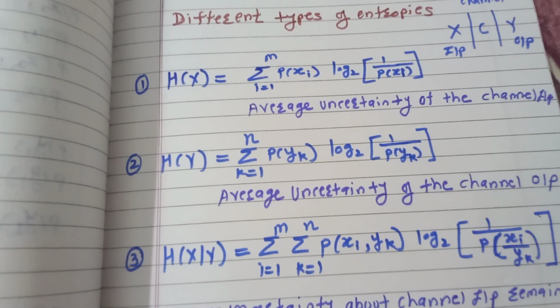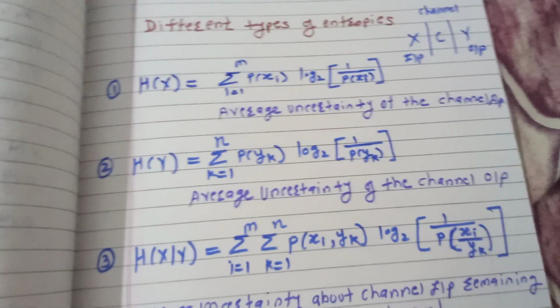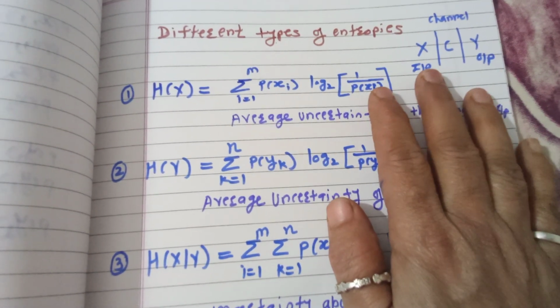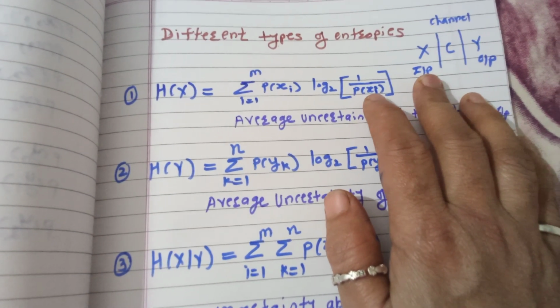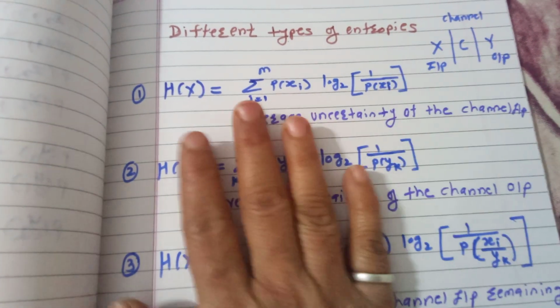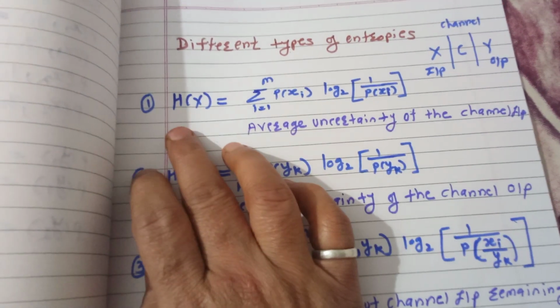In this video, we are going to understand what are different types of entropies. So the first one is, first you see this diagram here. Input symbol is X, then channel and output symbol is Y. Now, first entropy is related with the input, that is H(X).